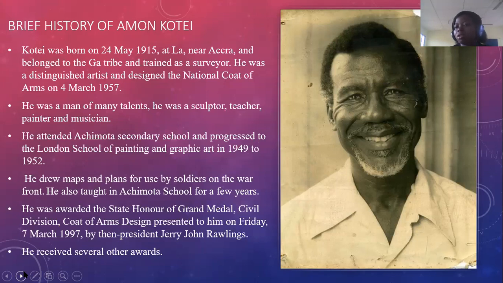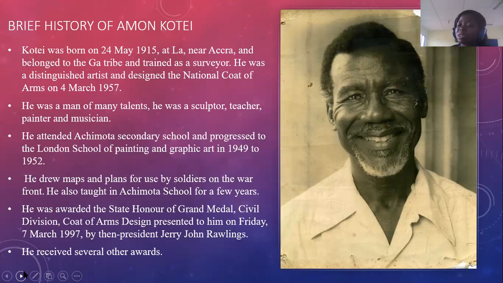After that, he decided to teach a little in his alma mater, which is Achimota Secondary School. Then after that, he focused on his arts. So he was appointed to design the coat of arms by Dr. Kwame Nkrumah. And the coat of arms was outdoored on the 4th of March, 1957. He was awarded the State of Honor of Grand Medal, Civil Division, for the Coat of Arms design, presented to him on Friday, 7th March 1997, by Jerry John Rawlings, the then president of Ghana.